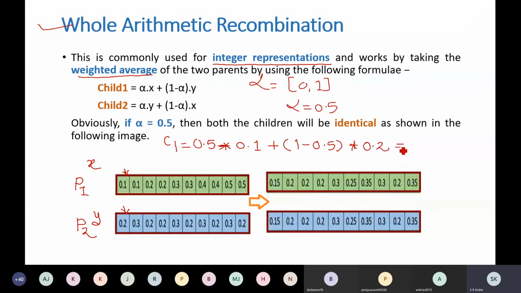What is this value? 0.5 multiplied by 0.1 plus 1 minus 0.5 multiplied by 0.2. Calculate this.